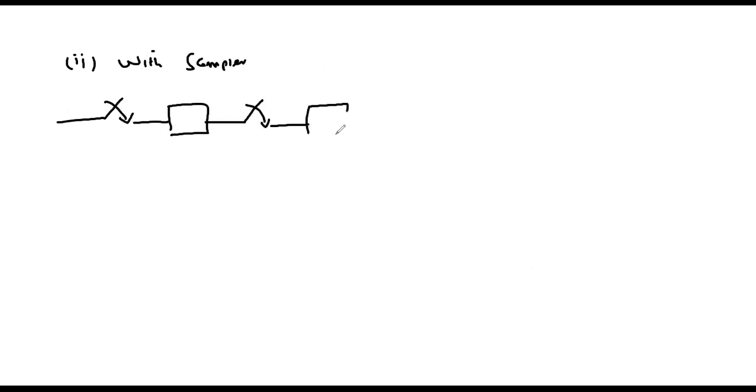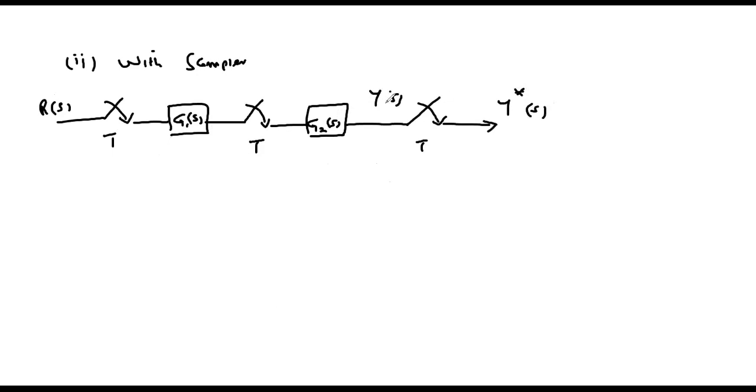The second scenario is when you have a sampler in between the blocks. This would be the block diagram representation of such a system. We have the first block, a sampler in between the blocks, and then a sampler at the output. This is G1 of S, G2 of S. These are our samplers, and the assumption is that all the samplers have the same sampling rate. This is our input, the sampled input of the system, and our sampled output, the output of the system.